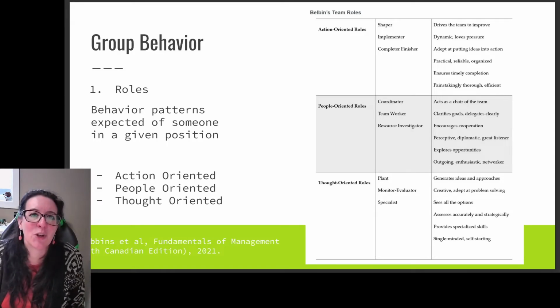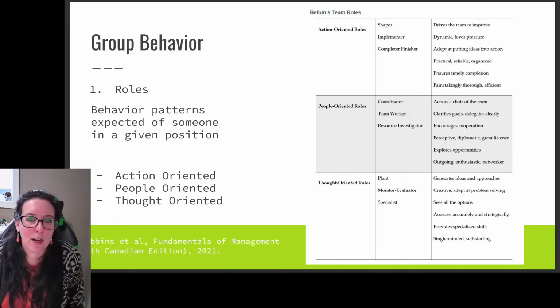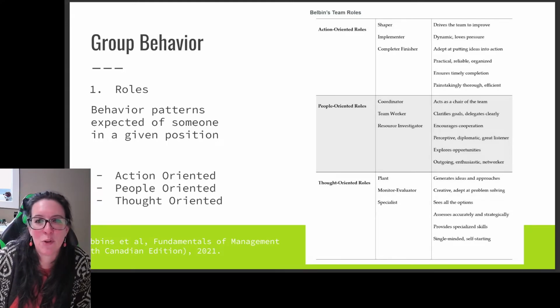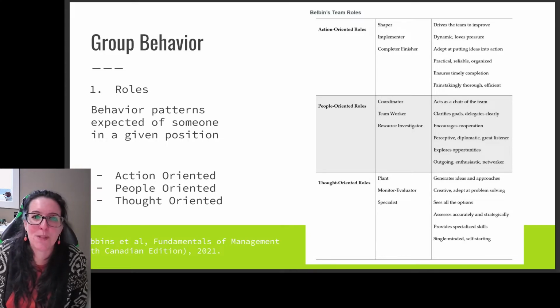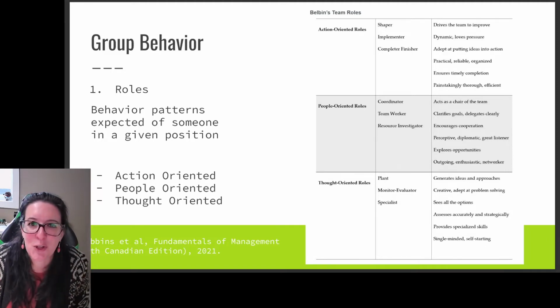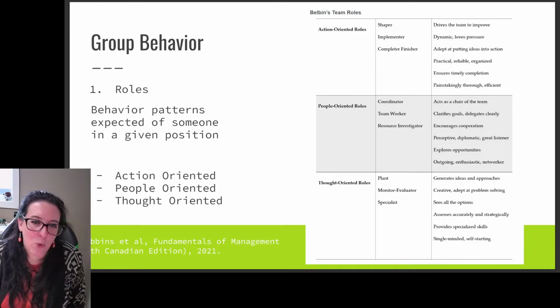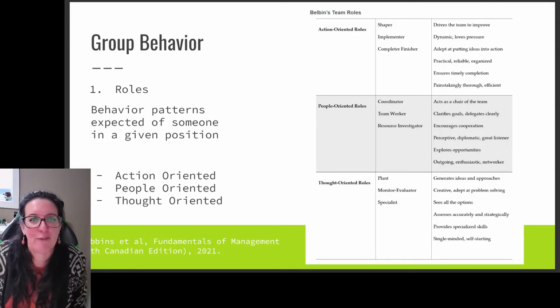So if you are an action-oriented role within the team, then you are a shaper, an implementer. So you are driving the team to improve. You're probably more practical, reliable, and organized. Maybe you're the person who is making sure the team stays on task and is timely in terms of completion. So if you find that you're the one who is making sure that the team does everything it needs to do and the team is efficient in its work, so you're really about the operations of the team, you're the more action-oriented role. You're the more implementer, the completer, the finisher.